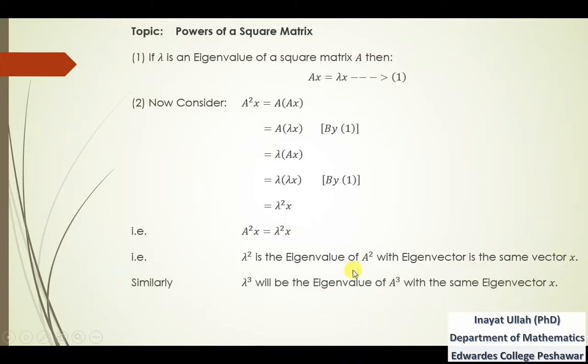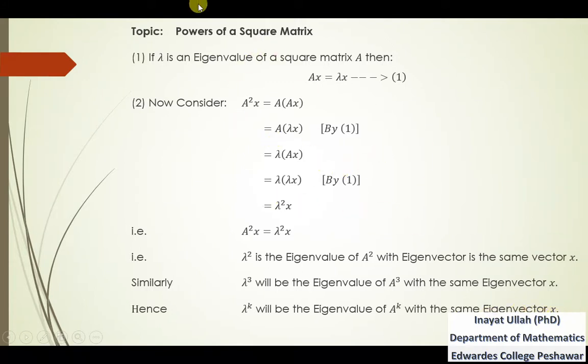Similarly, lambda cube will be the eigenvalue of A cube with the same eigenvector x, and generally lambda power k will be the eigenvalue of A power k. Lambda cube for A cube, lambda square for A square. So lambda power k is the eigenvalue of A power k. K is any positive number, 1 2 3 4 5 6, a natural number, you may say that, but the same eigenvector x. So that is the process.